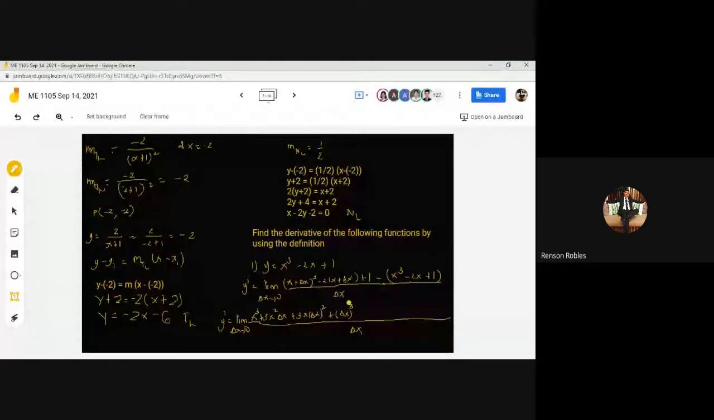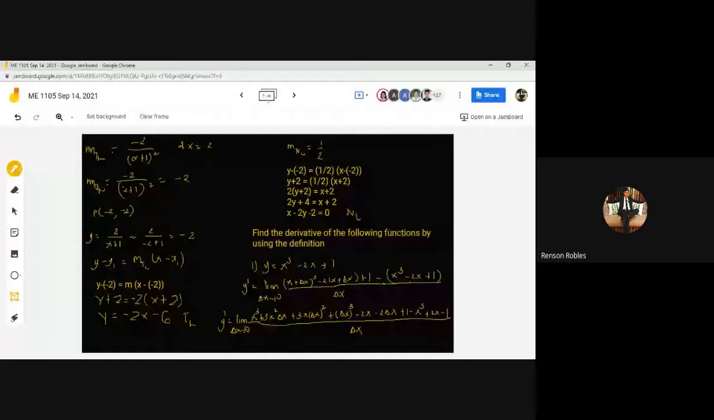Then you just distribute it to each term inside. So minus 2x minus 2 delta x plus 1. And then you distribute that minus sign to each term inside: minus x cubed plus 2x minus 1. And then allow me to copy this first. And then please join me on the next frame. Okay, I'm going to frame number 8. I'll paste it here.